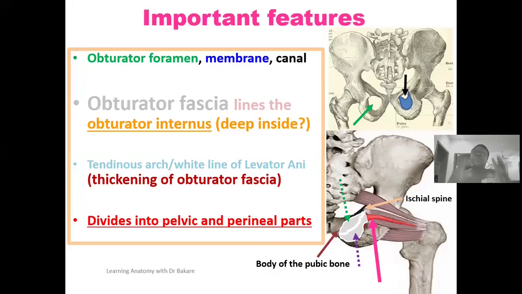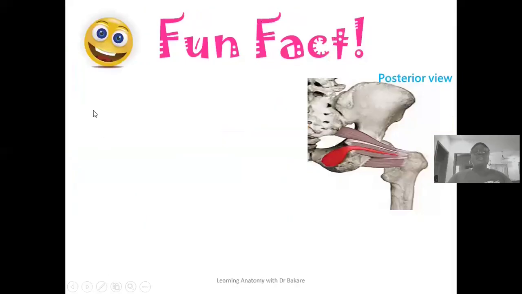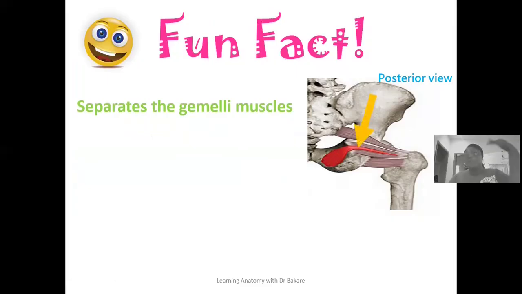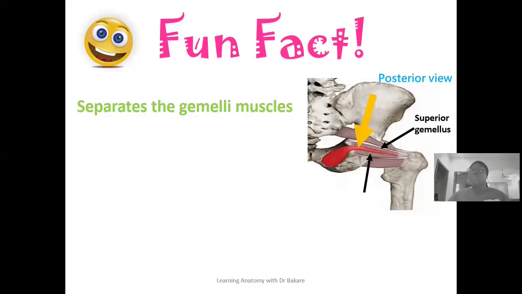So it's good for us to be able to illustrate how these structures are formed and also how they are related. So let's go through some facts about the obturator internus muscle. The obturator internus muscle is seen to separate the two gemelli muscles. Remember, we described this a bit in our previous slide. This is where we have the obturator internus muscle here arrowed in yellow. Above it, we have the superior gemellus, arrowed here in black. And inferior to it, we have the inferior gemellus muscle, which is also arrowed here in black. So we have the superior and the inferior gemelli muscles located superiorly and inferiorly to the obturator internus.